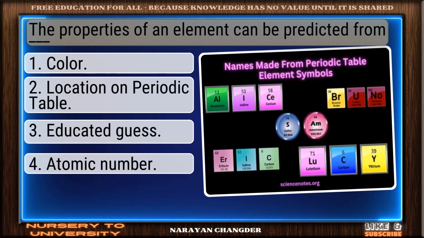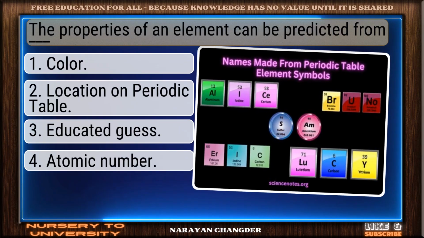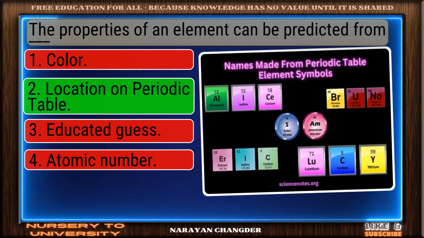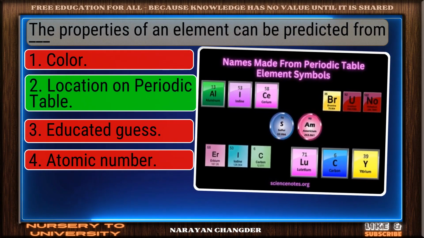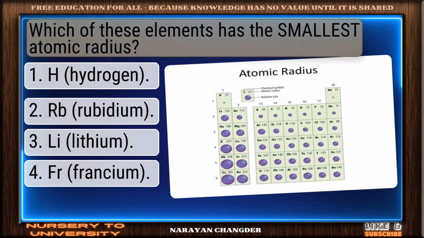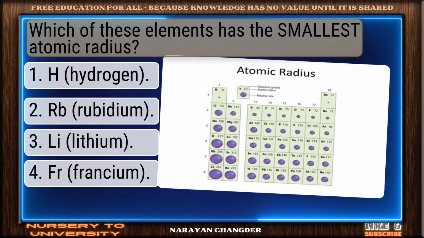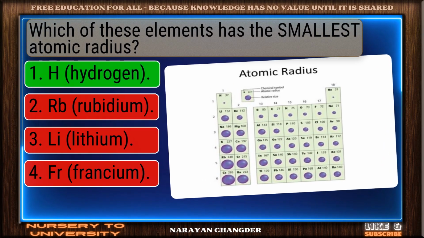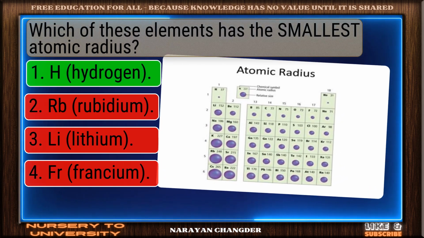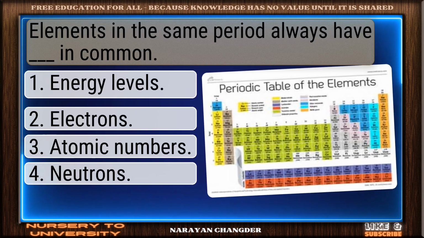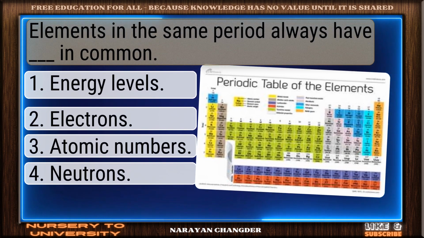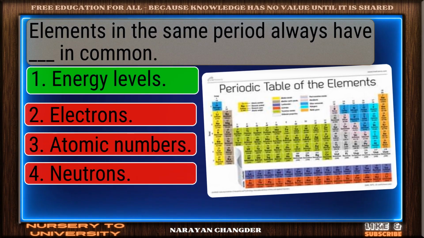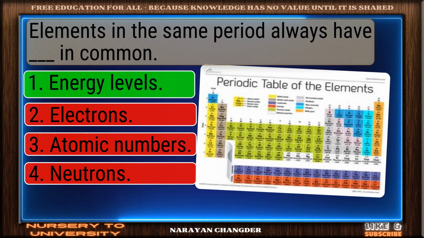The properties of an element can be predicted from dash. Clear logic. Your choice, location on periodic table, is sound. Which of these elements has the smallest atomic radius? Well reasoned. H is the correct choice. Elements in the same period always have dash in common. Great thinking. Energy levels is the right choice.